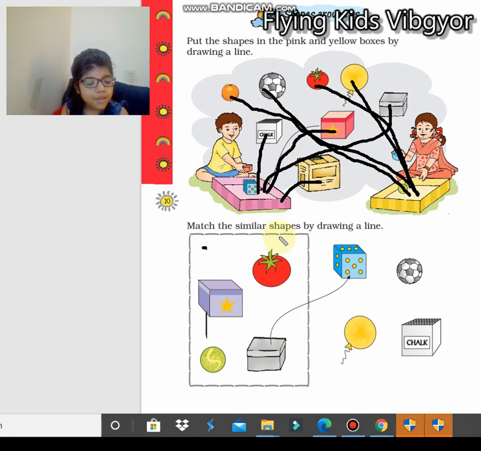Next, match the similar shapes by drawing a line. So we can see here the first one is done. It's a box and this dice is also a cube shape. The box is cube shaped and the dice is cube shaped. So that's how they both are matched.